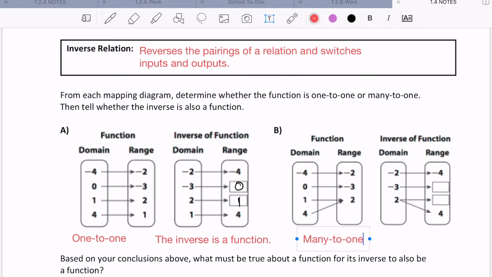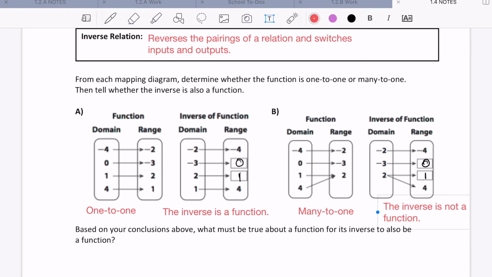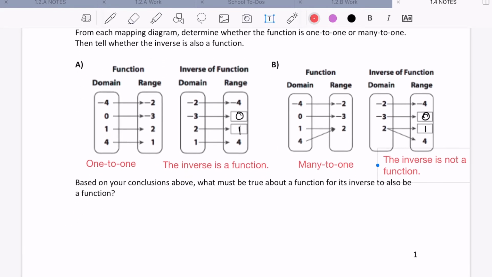Now, finding the inverse of the function, we flip them, and you can see the domain and range are now listed. -2 now belongs to -4. -3 now belongs to 0. 2 belongs to 1 and 4. Remember, we had two x values to one y value. When it was flipped, we have one x value to two y values. In this case, because you are sharing two outputs with one input, the inverse is not a function. In order to be a function, you must have a one-to-one relation.